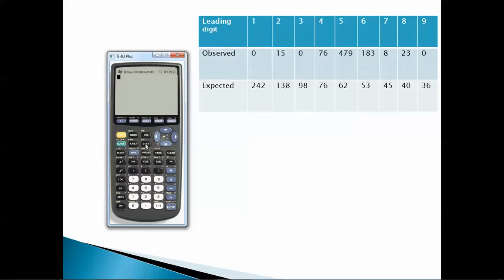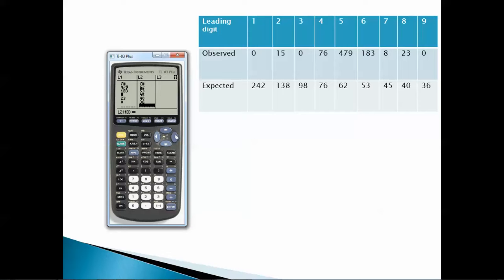Okay, so let's see how we get to our table. Again, we press stat and then edit, and that's L1. That's where the observed go. So we want 0, enter, 15, enter, 0, enter, 76, enter, 62, enter, 53, enter, 45, enter, 40, enter, 36, enter. Okay, so now we have our data entered in there, and we quit.